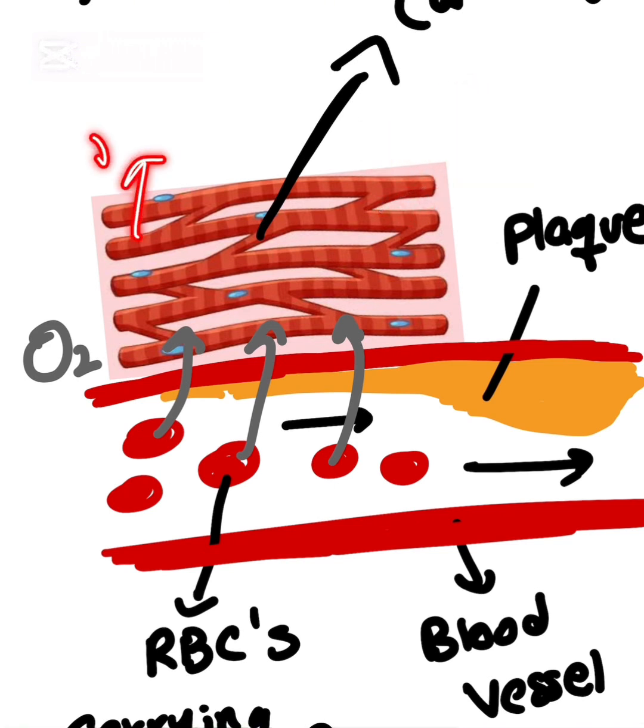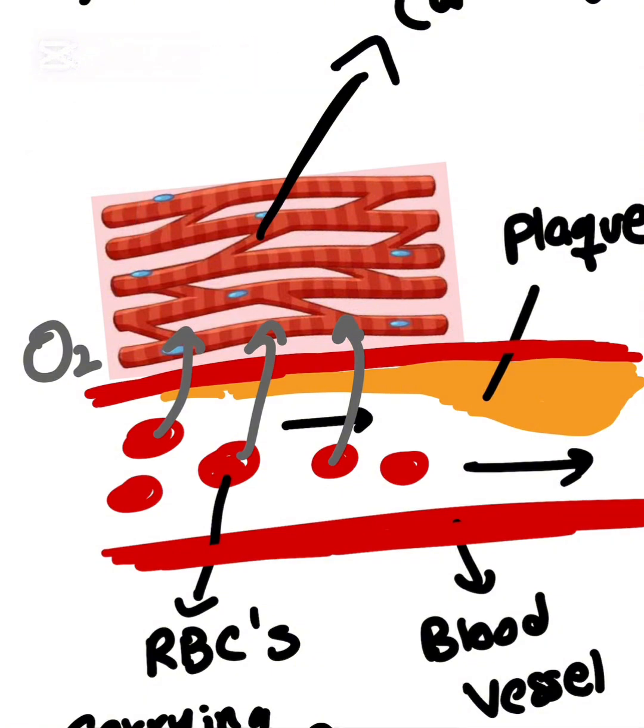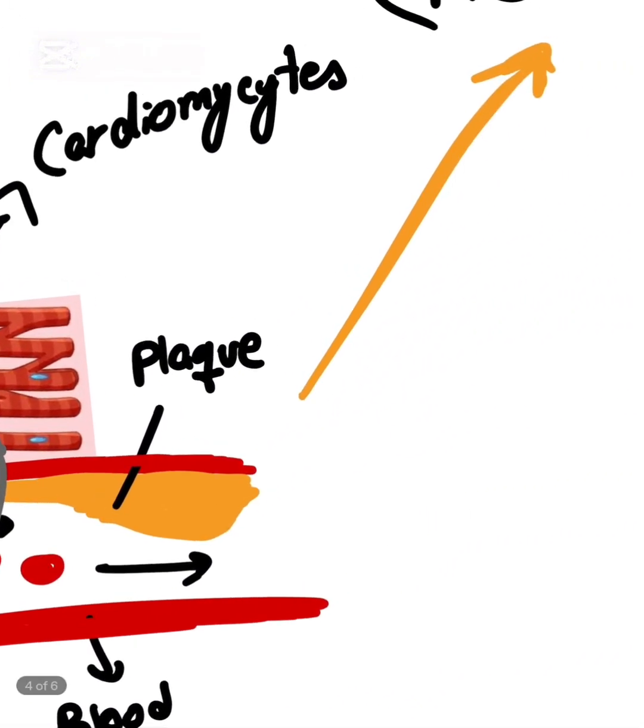So right here we get an infarct. Why? Because the cardiomyocytes are not getting their proper oxygen. They start to break down. They start to become necrotic. The necrotic tissue develops. So this is what happens. So ultimately, this leads to formation of a heart attack.